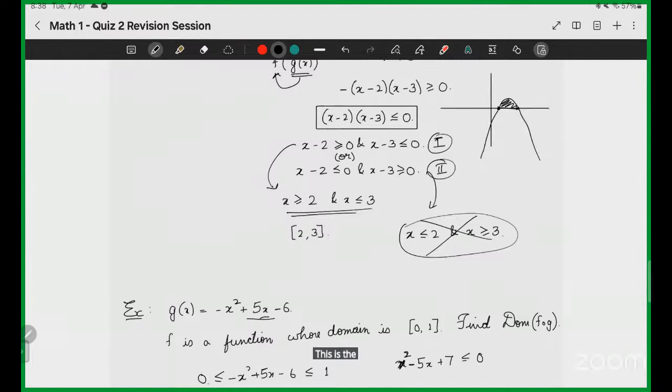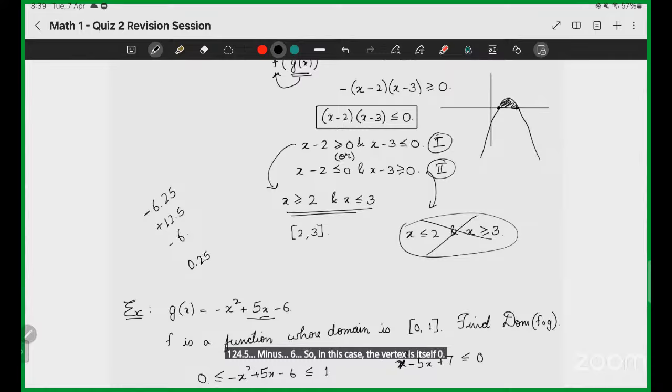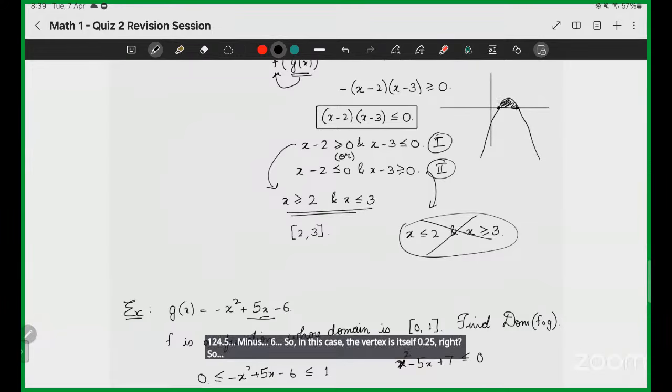2.5 is the x coordinate of the vertex. Plus 5 into 2.5. What's 5 into 2.5? 12.5, minus 6. So in this case, the value at the vertex is 0.25, right? So yes, it will always be positive. This function has this value at 0.25.